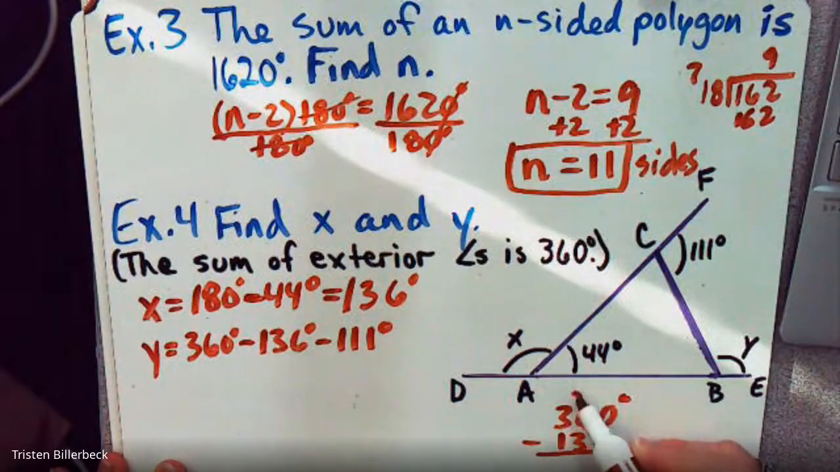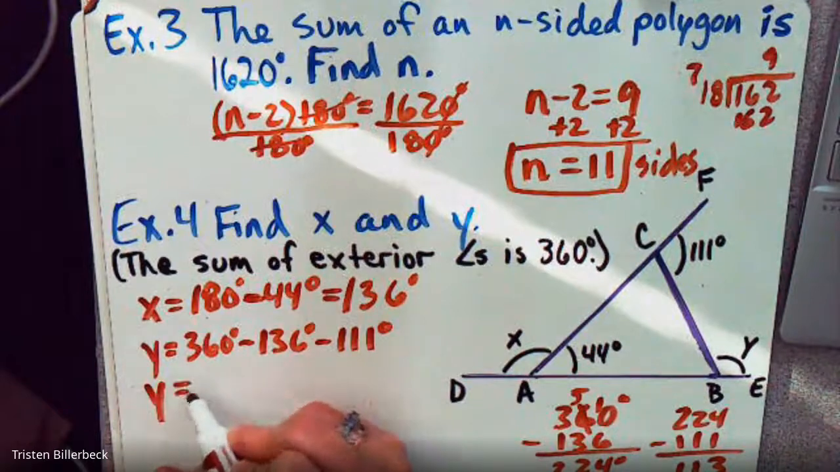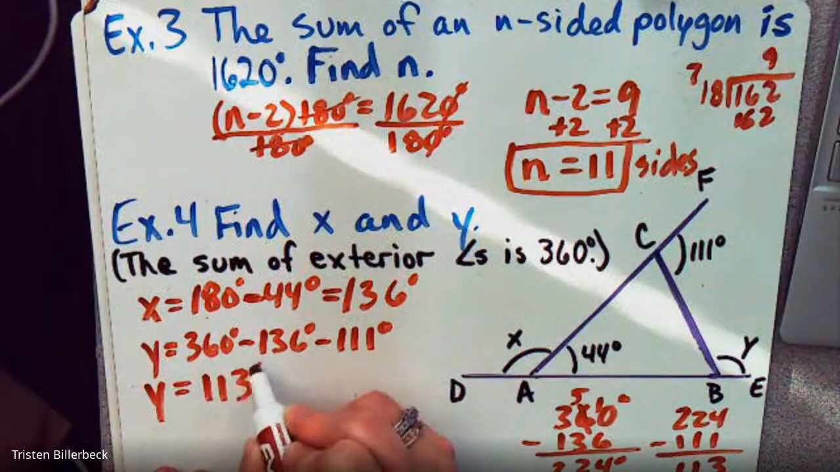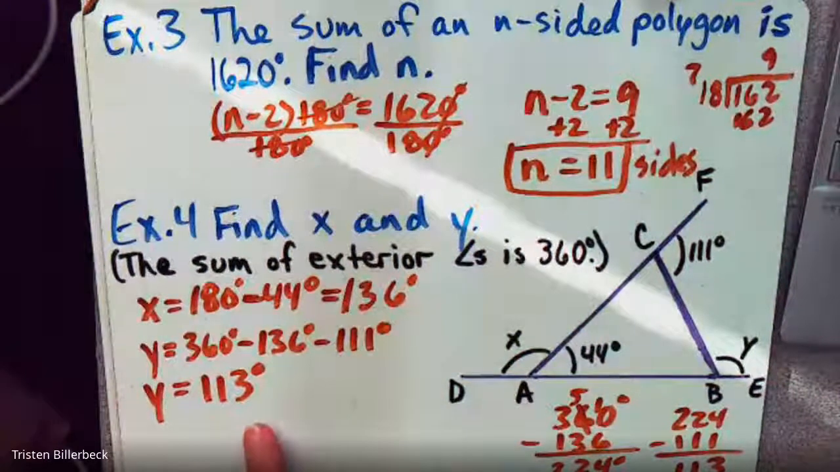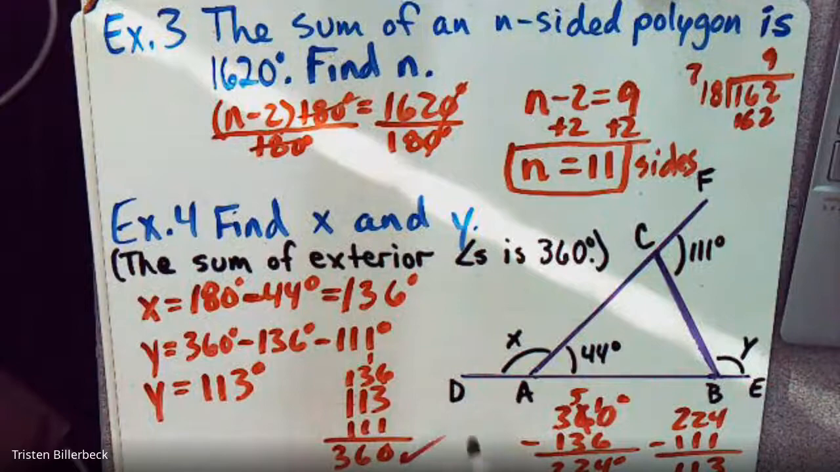Okay, so we have 224. So 224 minus 111, and we have 113. So y ends up 113 degrees. Okay, so they should all add up. When we add them together as a check, it should all add up to 360. So that's 360. So it checks.